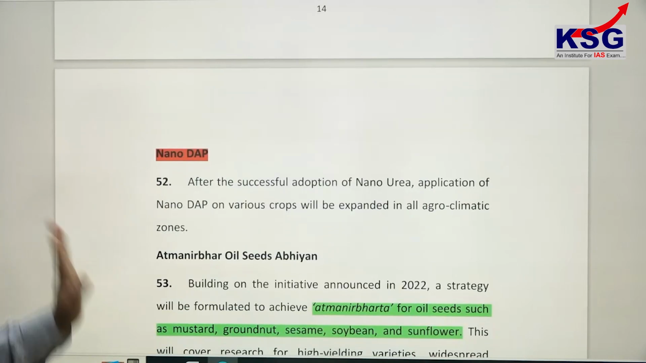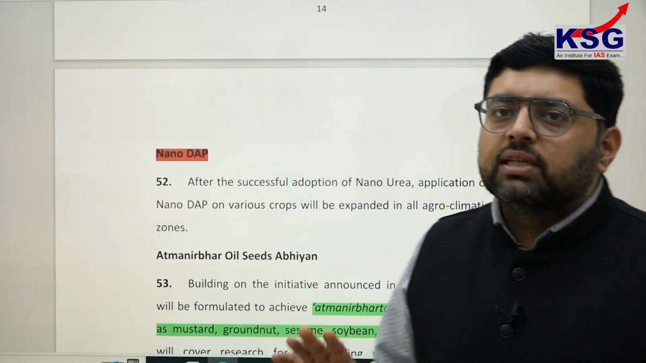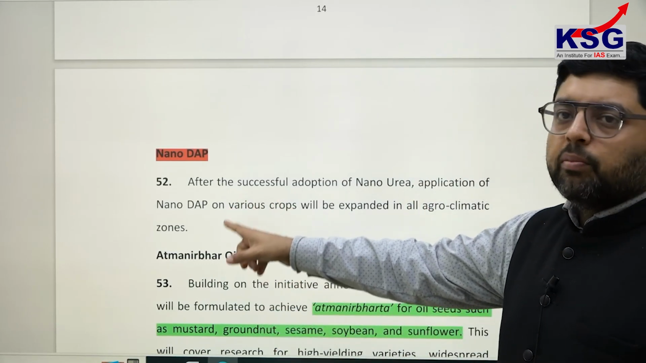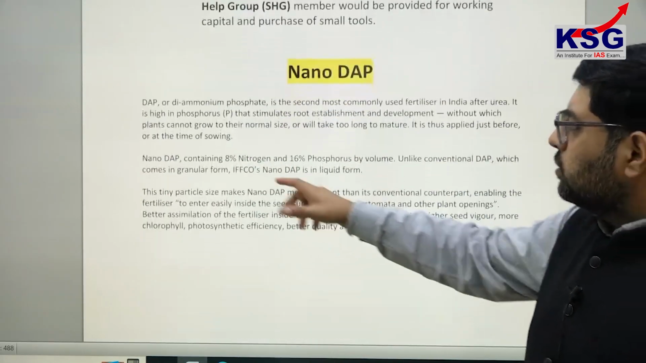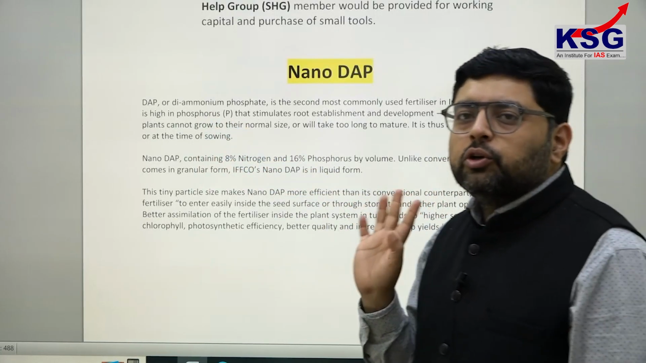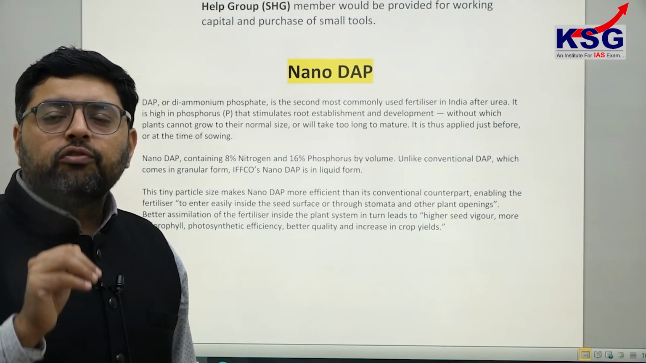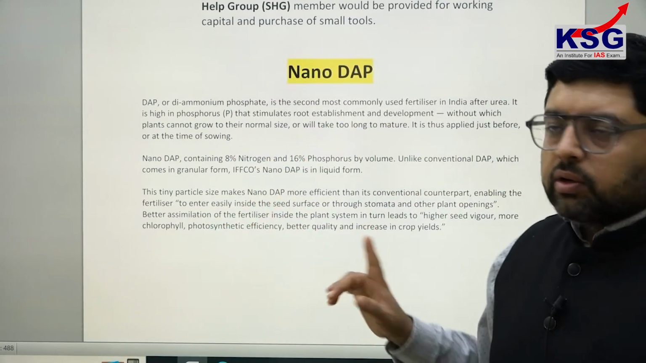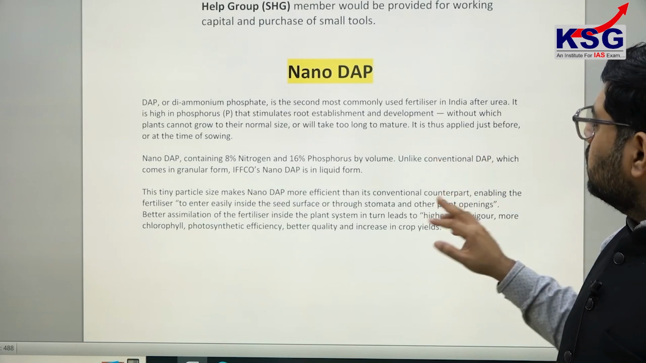Next, nano DAP. Now this is important. Already we have had success in nano urea. Now government will promote nano DAP. DAP stands for diammonium phosphate. This is the second most utilized fertilizer after urea. You know that for fertilizers, India is dependent on foreign countries, so we need such fertilizers and have to come out with alternatives.